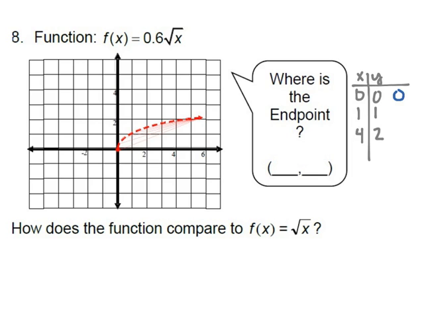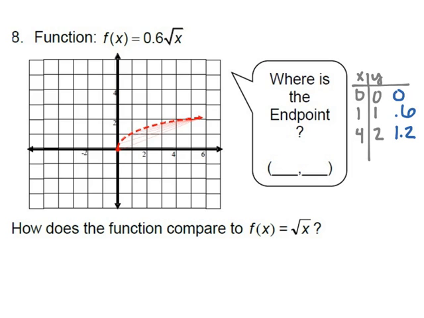I'm going to take the next y value, which is 1. We're also going to multiply that by 0.6. So 1 times 0.6 is 0.6. And then we're going to take that last y value, 2. We're going to multiply that by 0.6. So 2 times 0.6 is 1.2.